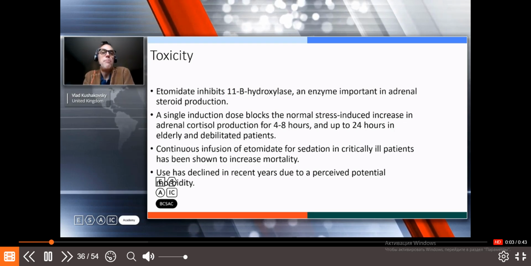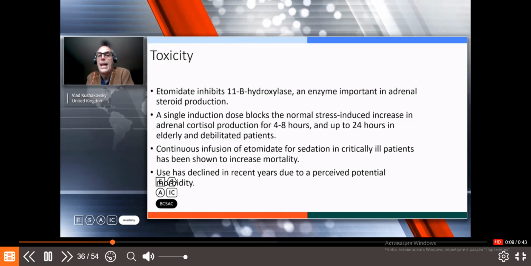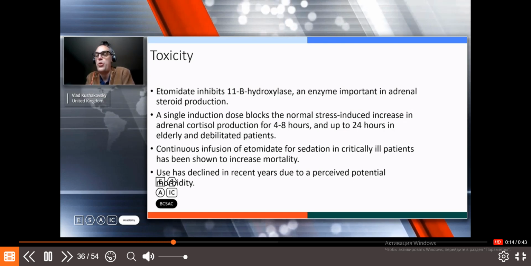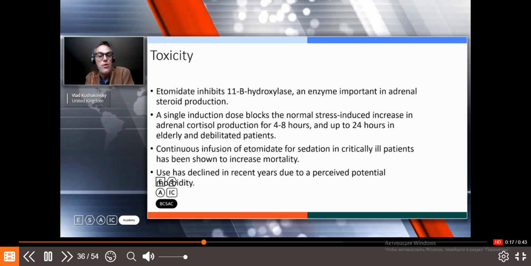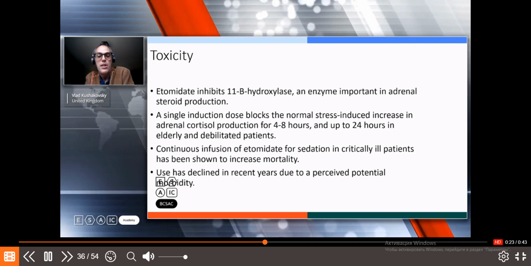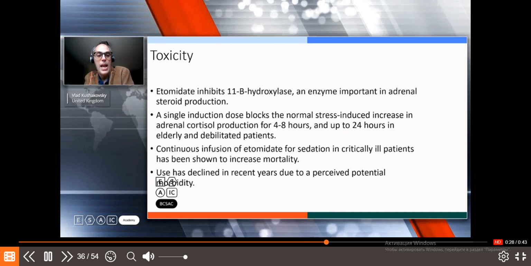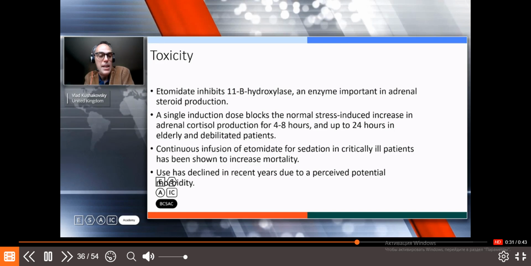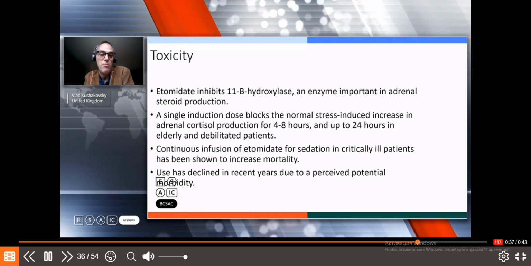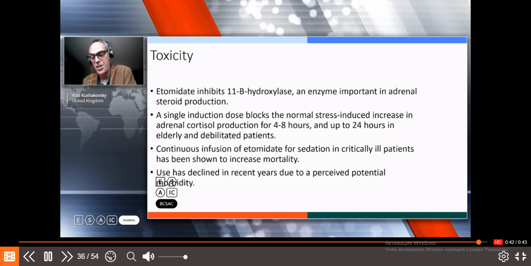Etomidate inhibits 11-beta-hydroxylase, an enzyme important in adrenal steroid production. A single induction dose blocks the normal stress-induced increase in adrenal cortisol production for 4 to 8 hours, and up to 24 hours in elderly and debilitated patients. Continuous infusion of etomidate for sedation in critically ill patients has been shown to increase mortality significantly. And as a result of that, its use in recent years has declined very considerably because of the perceived potential morbidity and possibly mortality risk.